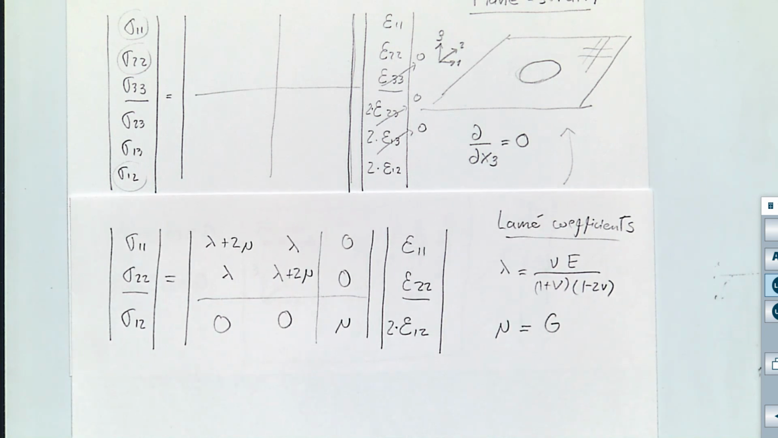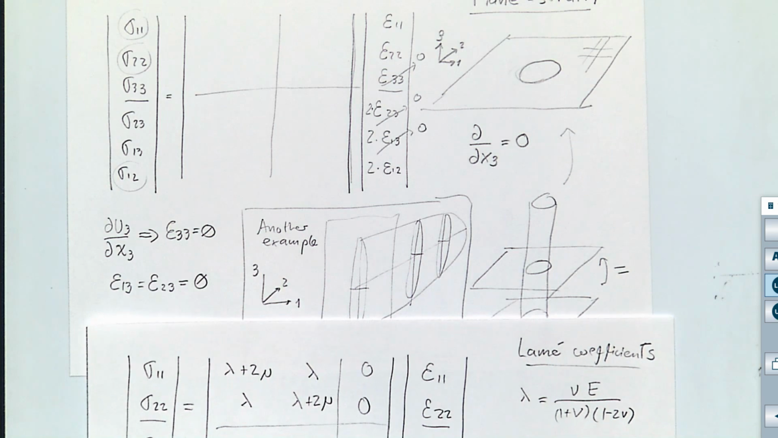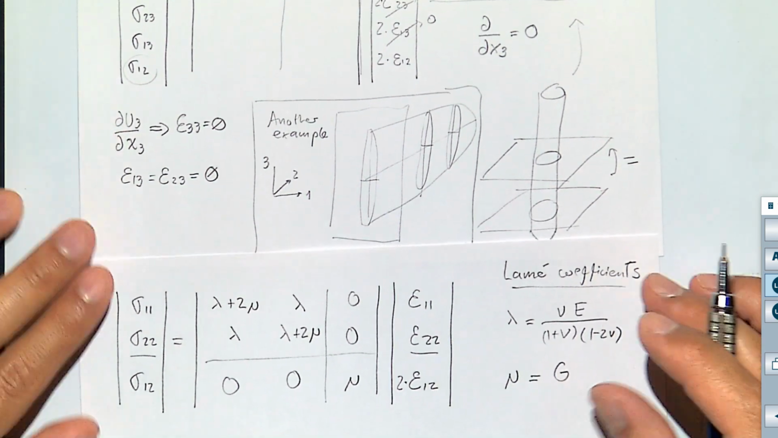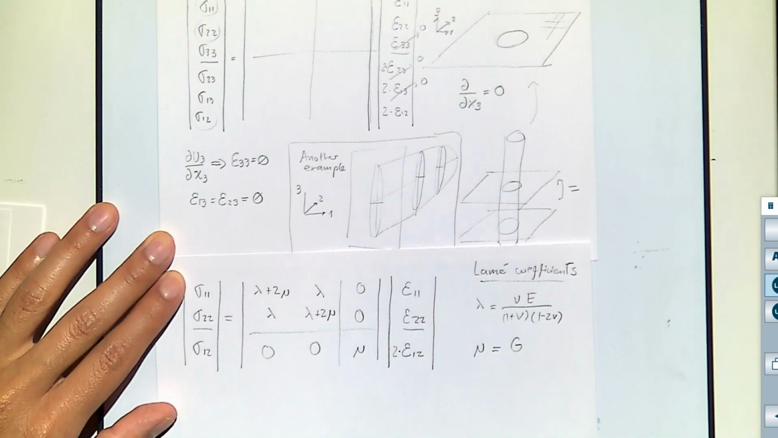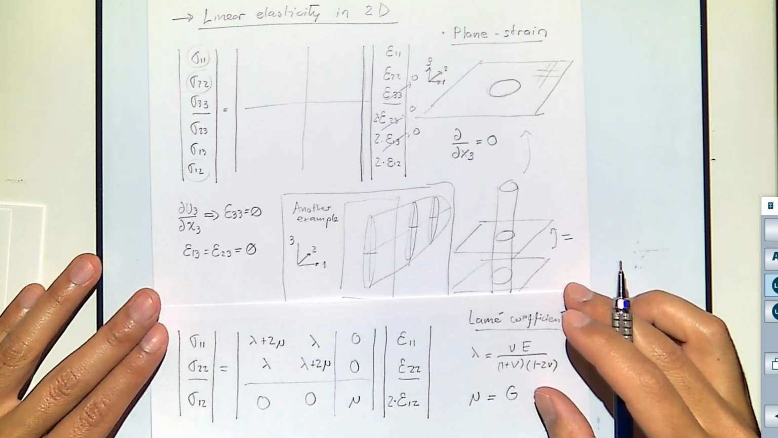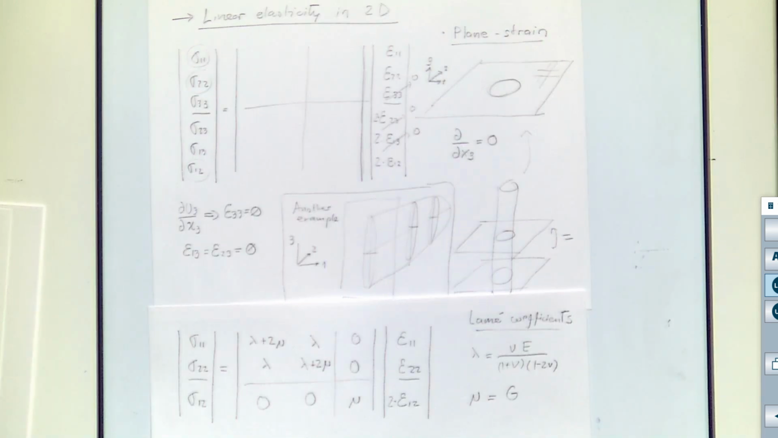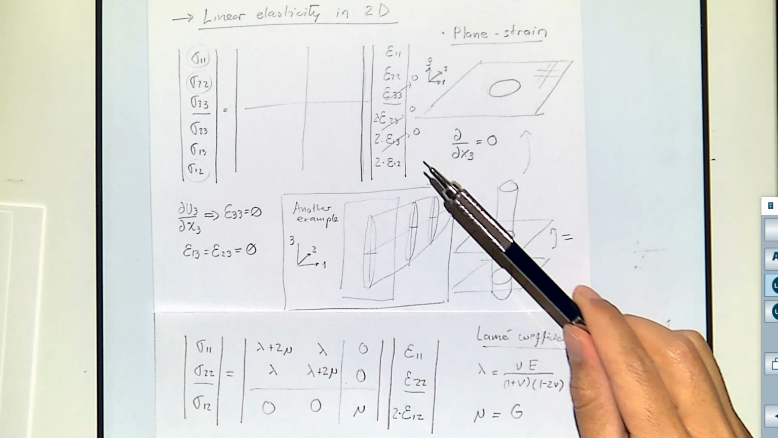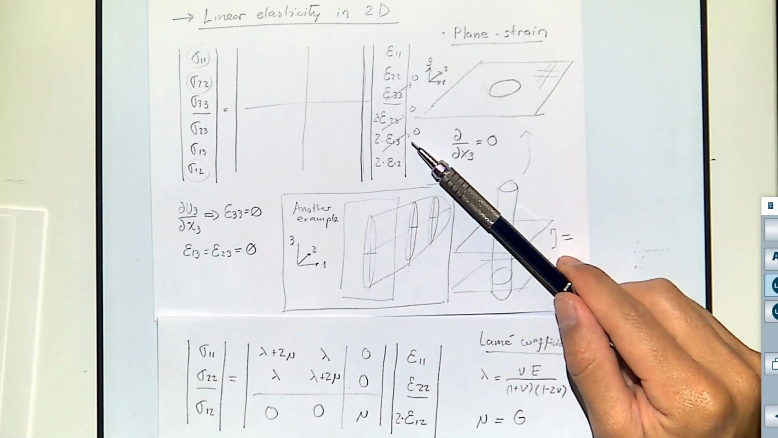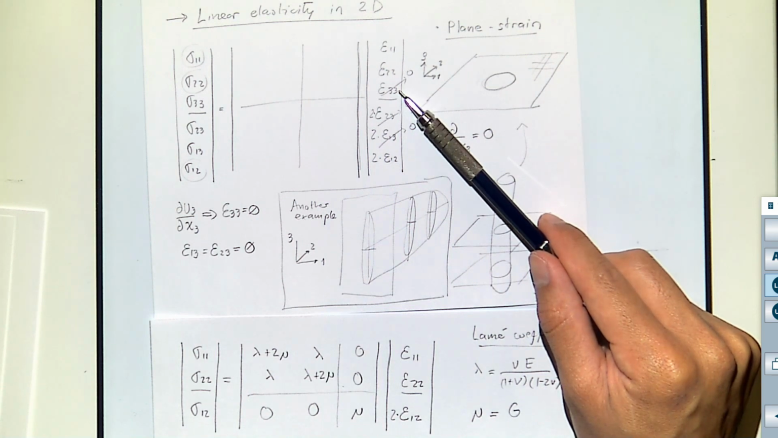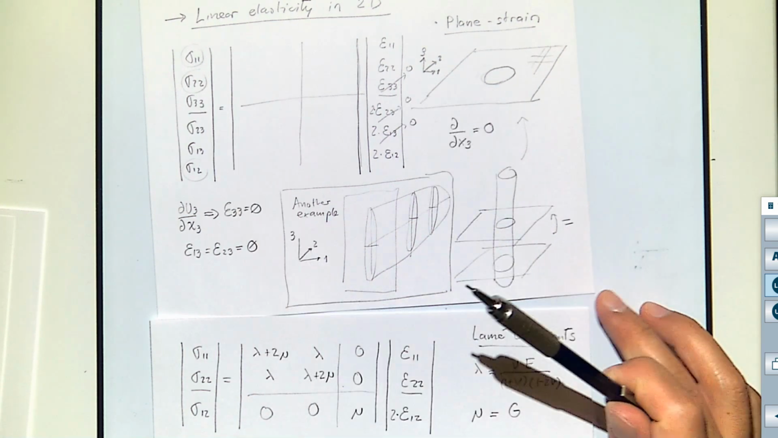Can you go back to our last question? In a plane strain model like this one, we already said that, look at this. The strains, these ones are equal to 0, okay? And this one is also equal to 0. Will sigma 33 be equal to 0?